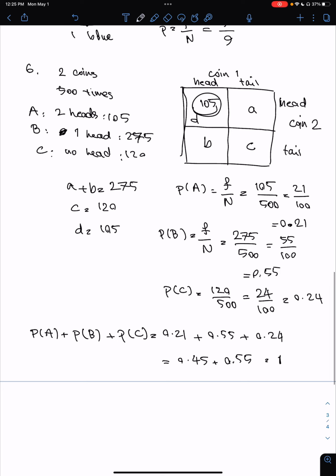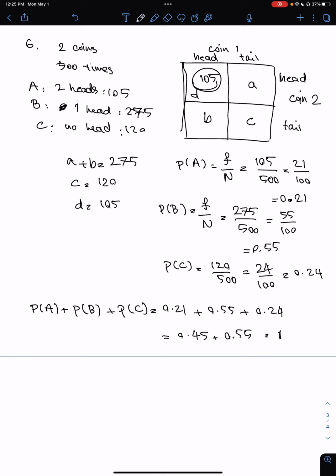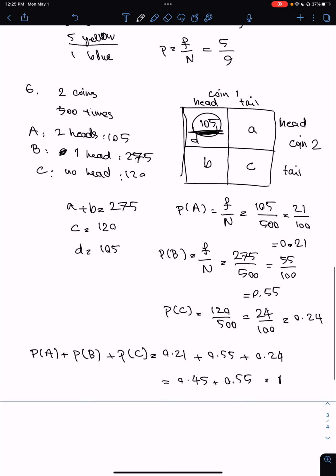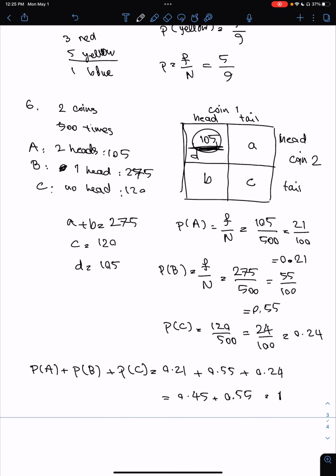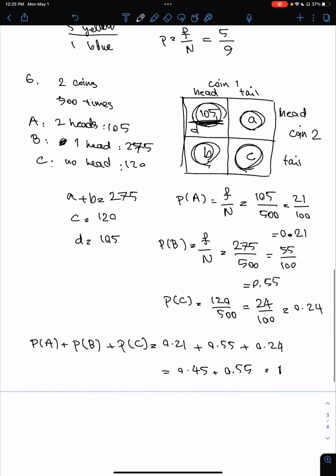And it also makes sense because it covers all the probabilities, because basically PA was here, PB was these two, and PC was here. So we can see it covers all of the cells or all of the possible outcomes.